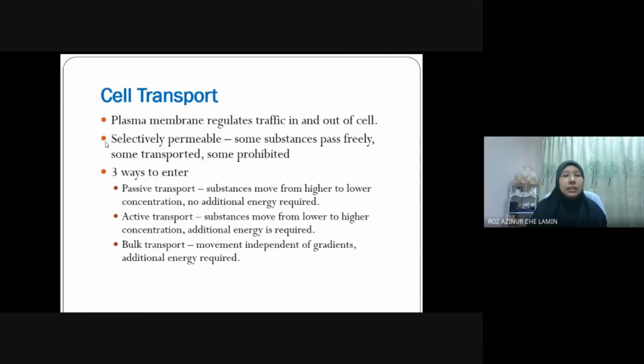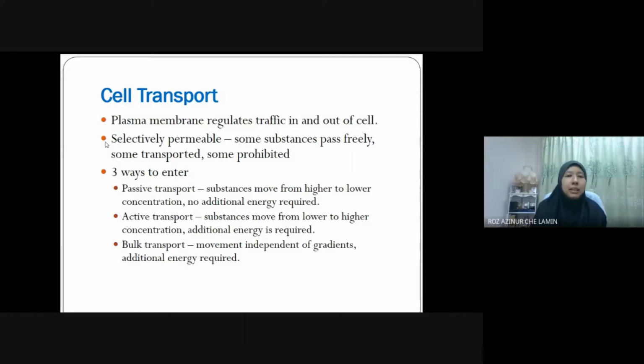For cell transport, the plasma membrane regulates traffic in and out of the cell. Since it is selectively permeable, some substances may pass freely, some may need a specific transporter, and some may be prohibited. There are three ways of cell transport.